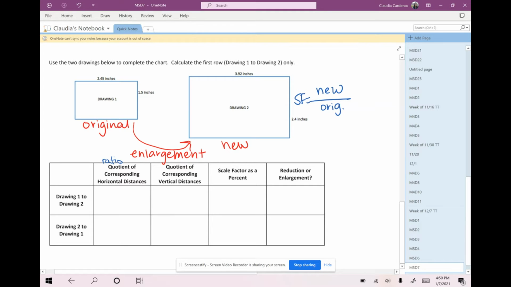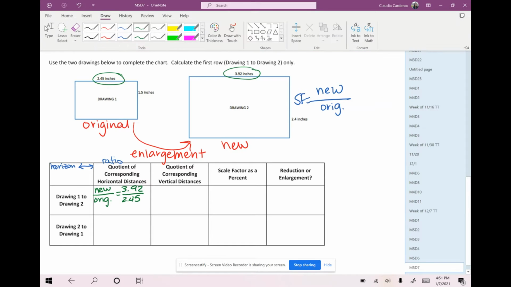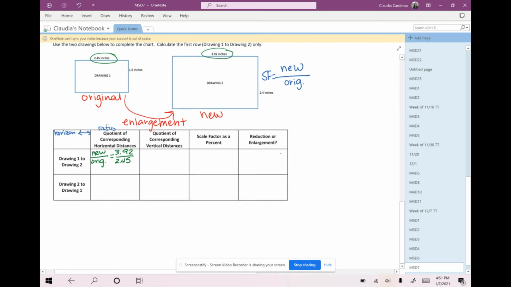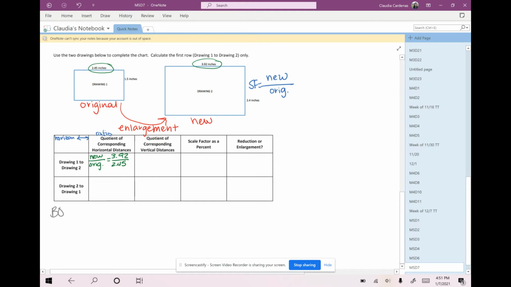So remember, horizontal is from left to right, like the horizon. So go ahead and add that to your paper, horizon, left to right. So we need to look at what values we have that are horizontal, which are 2.45 and 3.92. Therefore, if we are writing it as new over original, we would write 3.92 over 2.45. And so I don't have room to divide here, so I'm going to zoom back out so we can have some space. And I know using bow tie, 2.45 goes on the outside and 3.92 goes on the inside.